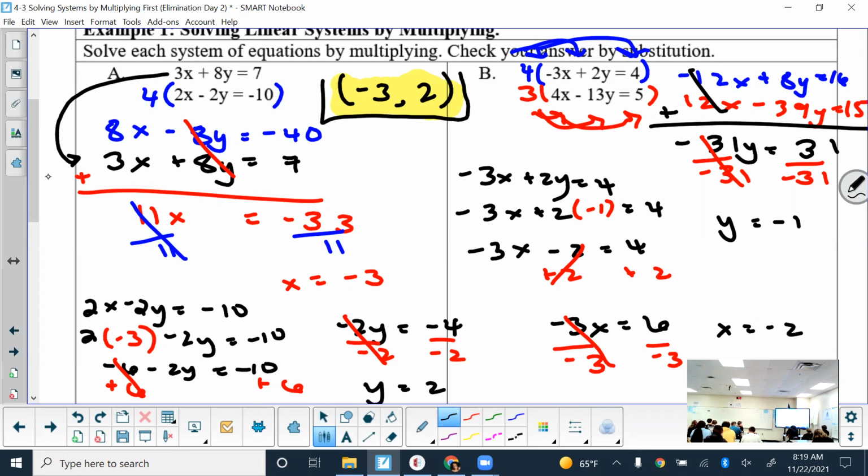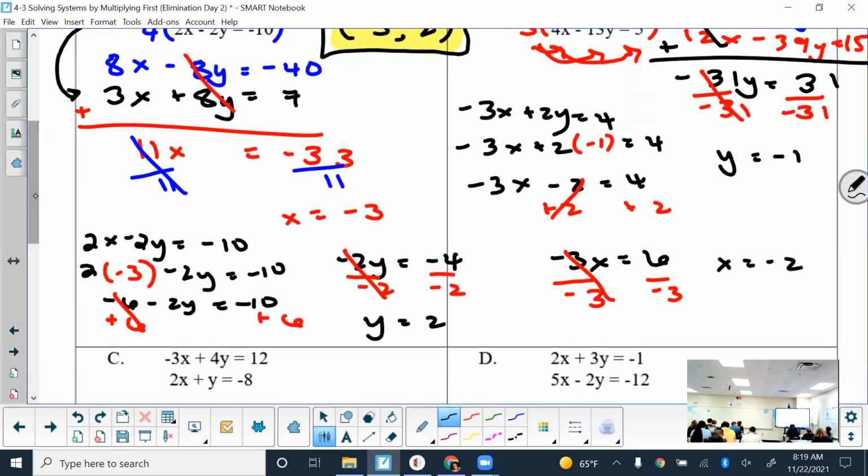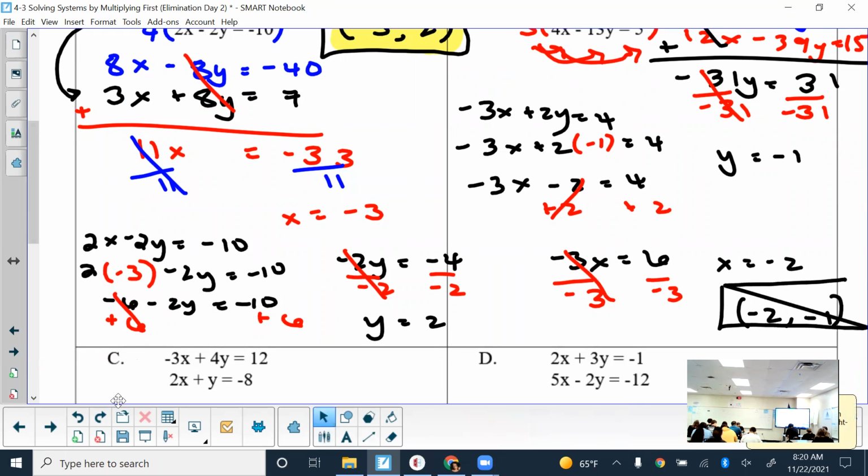-2. So write it in coordinate form. Is it -1, -2, or -2, -1? Good. Always write the x first, even if you solve for y first. Still follow coordinate form. All right, questions.